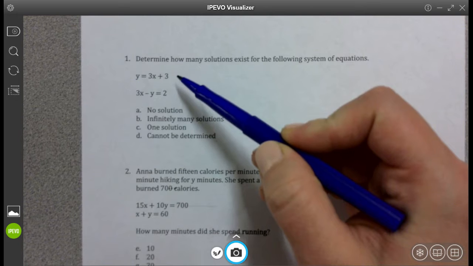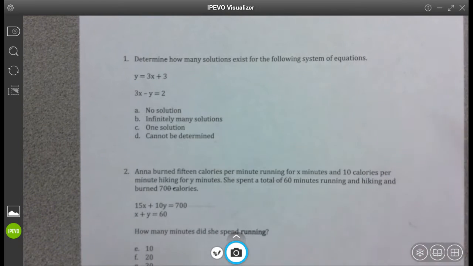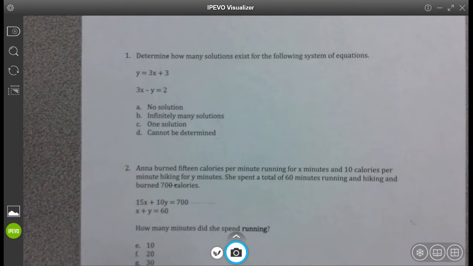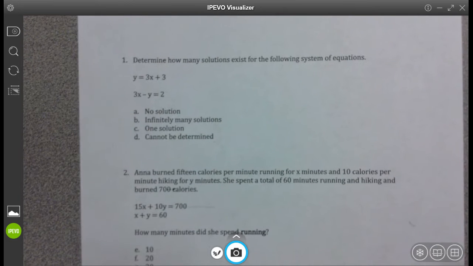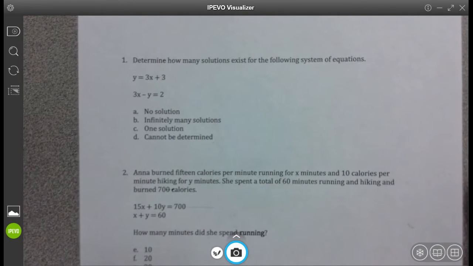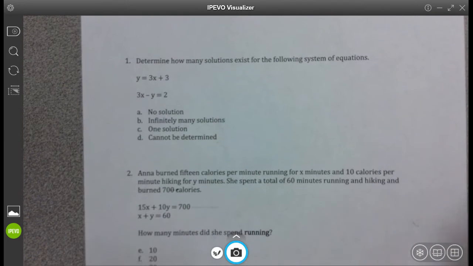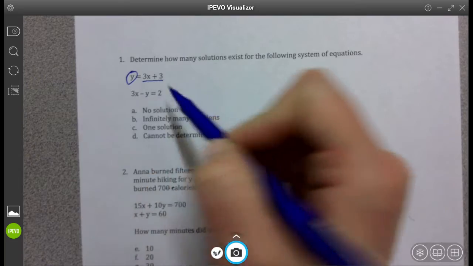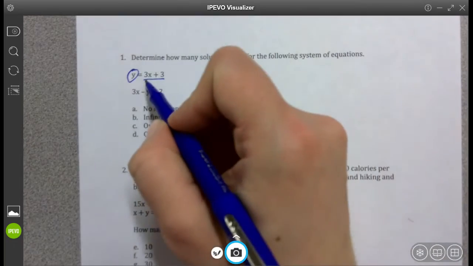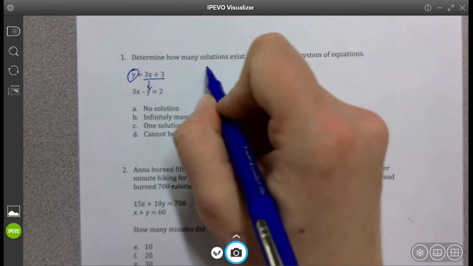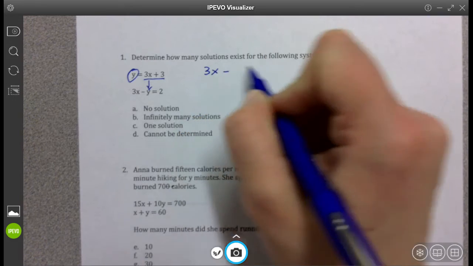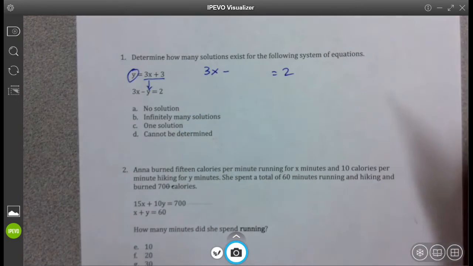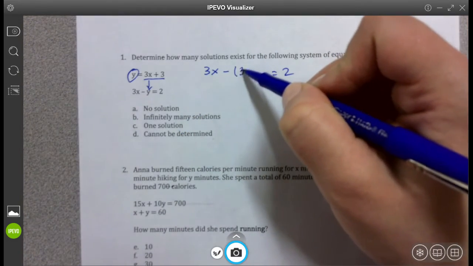So we could put these both in slope-intercept form, graph them both, and then determine the solution. Or we could use substitution or elimination. I will do both, of the latter two. Y represents 3x plus 3. So every time I see a y, I'm not going to write y anymore. I'm going to use the quantity 3x plus 3.